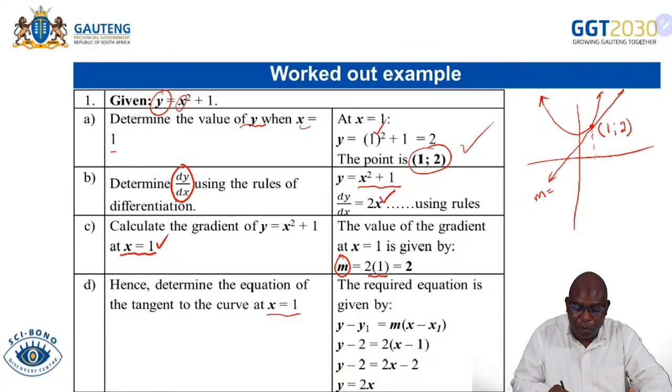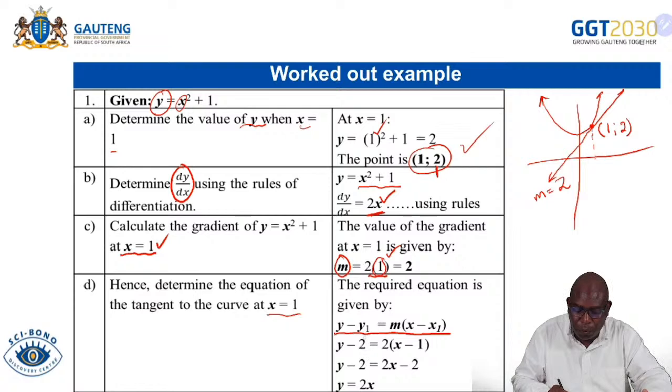How am I going to get the gradient? I'm going to substitute the value of x by 1 after deriving. So I've derived, I got 2x. I substitute, so my gradient is going to be 2. After getting the gradient, what do I need? I need the equation of the straight line. That is the equation that we're going to use. What is the value of y here now?